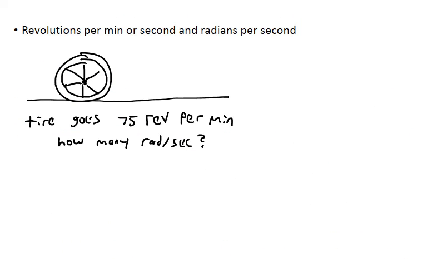All right, for this one, a tire is going 75 revolutions per minute. How many radians per second is that? So this will be good practice here. Go ahead and pause the clip. Give this a try, and when you're ready to check, you can hit play to continue.